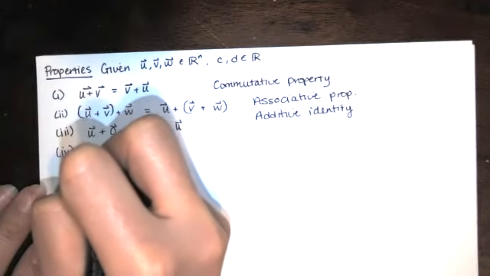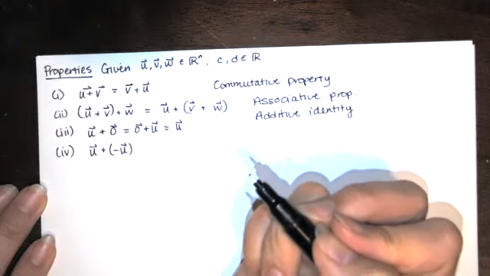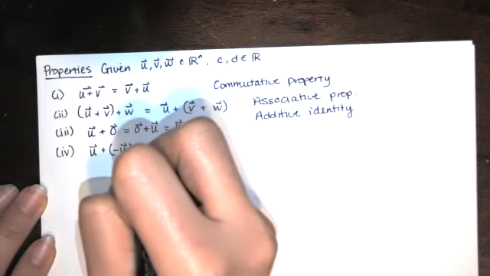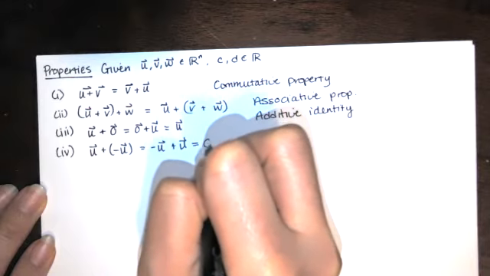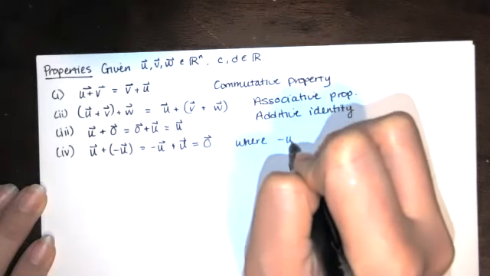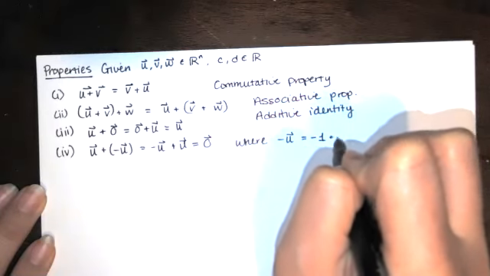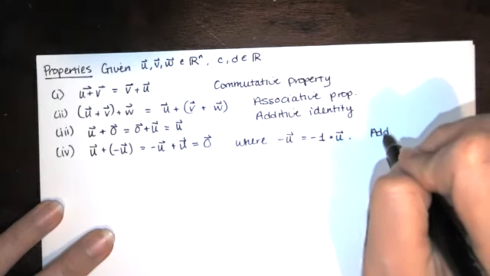And then we've got something that's called the additive inverse. If you take u and you add it to the opposite of u, or you take the opposite of u and you add it to u, you get the zero vector back. And this is where negative u is defined to be the scalar -1 times the vector u. And this is called the additive inverse.